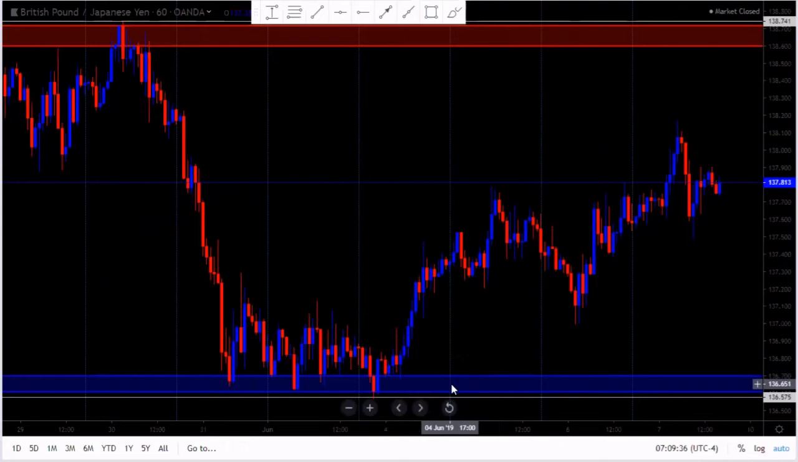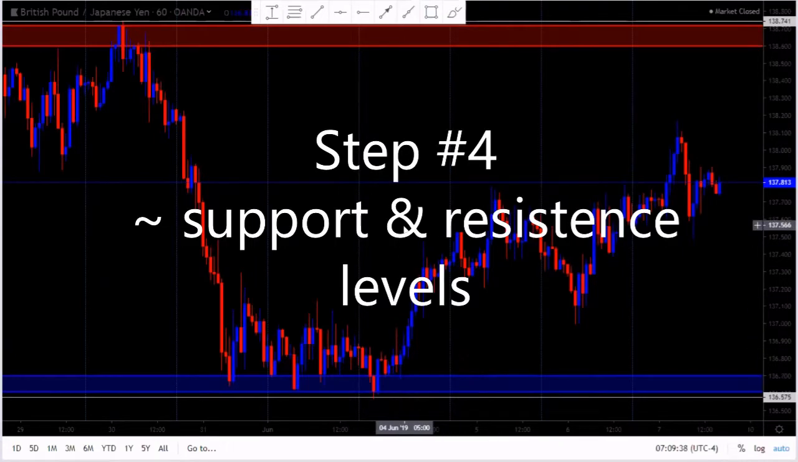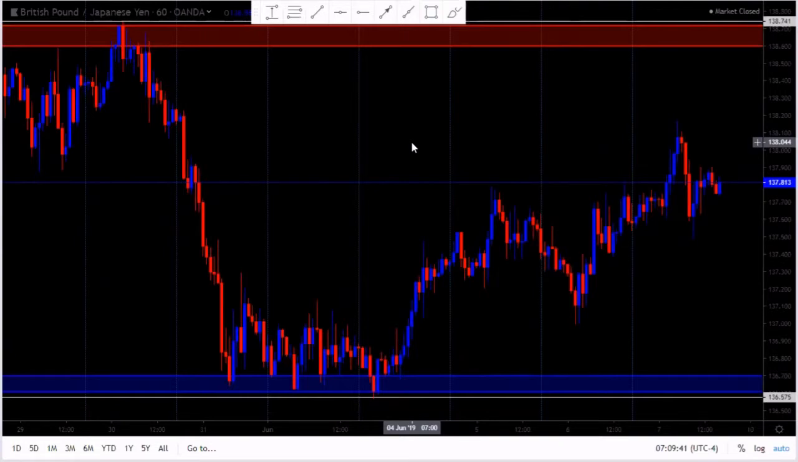So next is step 4. What we want to do is identify different levels of support and resistance that price has come to in the past. We know currently price is here. This isn't moving right now because I'm recording this on the weekend, so the Forex market is currently closed, but we know this is where price closed. All right, so we want to mark our support and resistance zone.